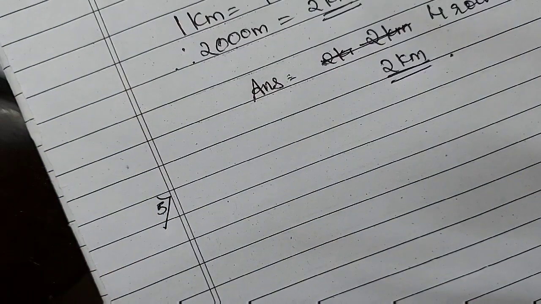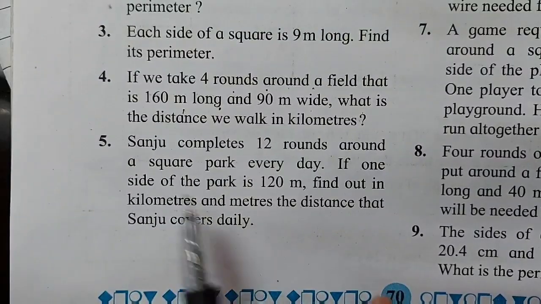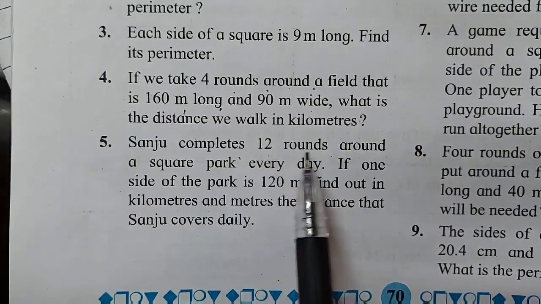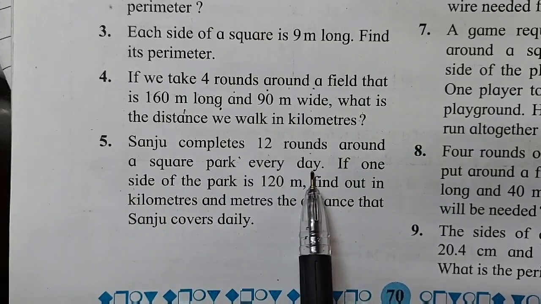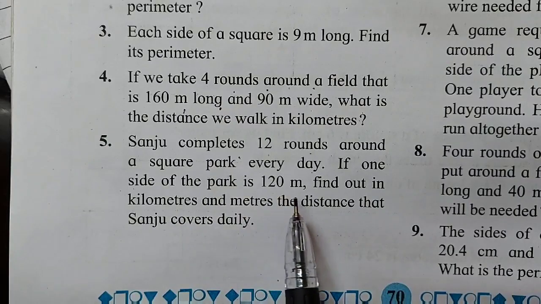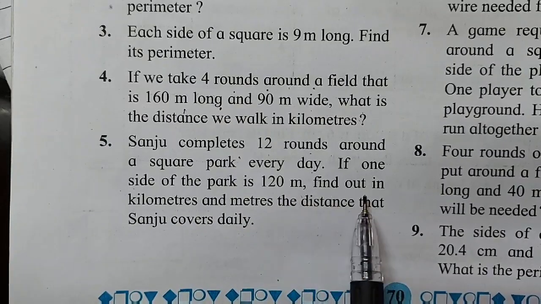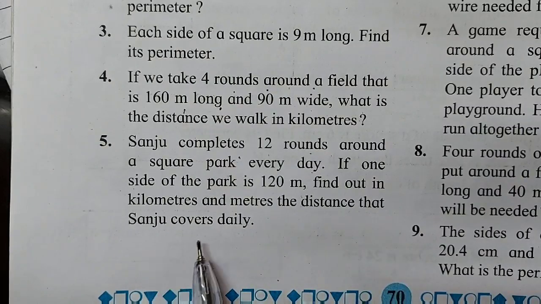Now your 5th sum is: Sanju completes 12 rounds around a square park every day. If one side of the park is 120 meters, find out in kilometers and meters the distance that Sanju covers daily.